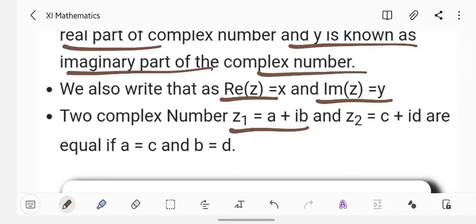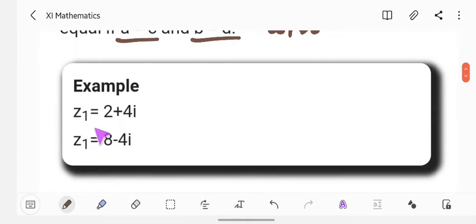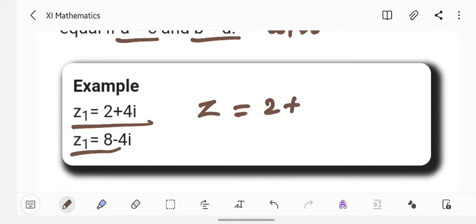Two complex numbers. Let's take an example: z1 equals a plus ib, and z2 equals c plus id. We can also write it as a plus bi. That's fine. All right, so these two complex numbers can be said to be equal only under one condition, that is if a equals c, the real parts are equal, as well as the imaginary parts are also equal, then in that case we say z1 equals z2. Some examples with values here: z1 equals 2 plus 4i, and z2 equals 8 minus 4i. Simply we can write z equals 2 plus 4i, that is also fine, or 2 plus i4, that is also fine.